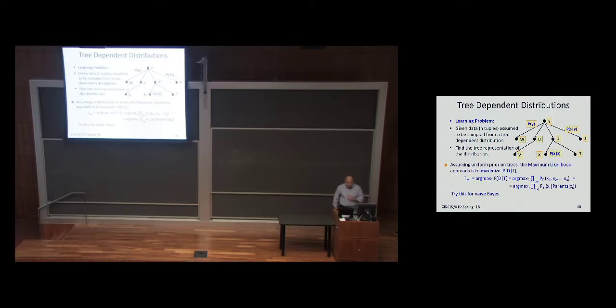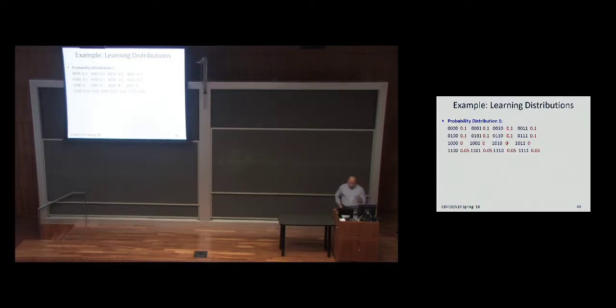And then let's take an example. I'm going to give you some distributions. Here is one distribution. I have 4 variables. So this is a probability distribution over 4 variables.